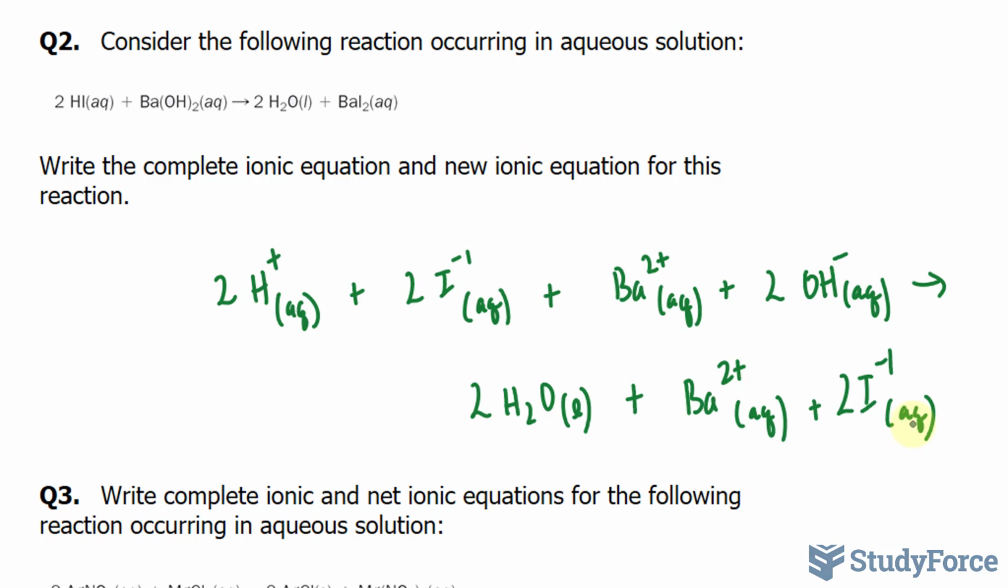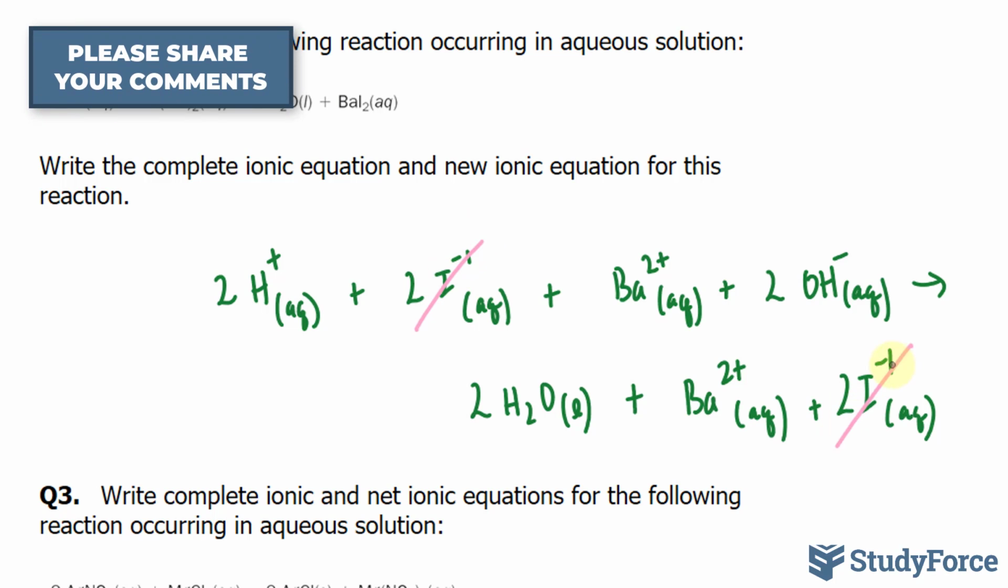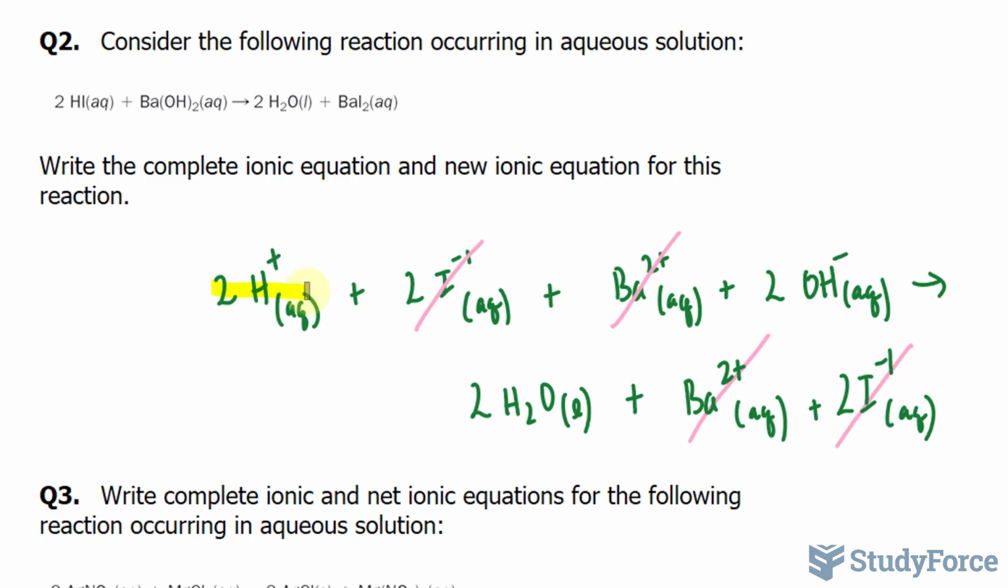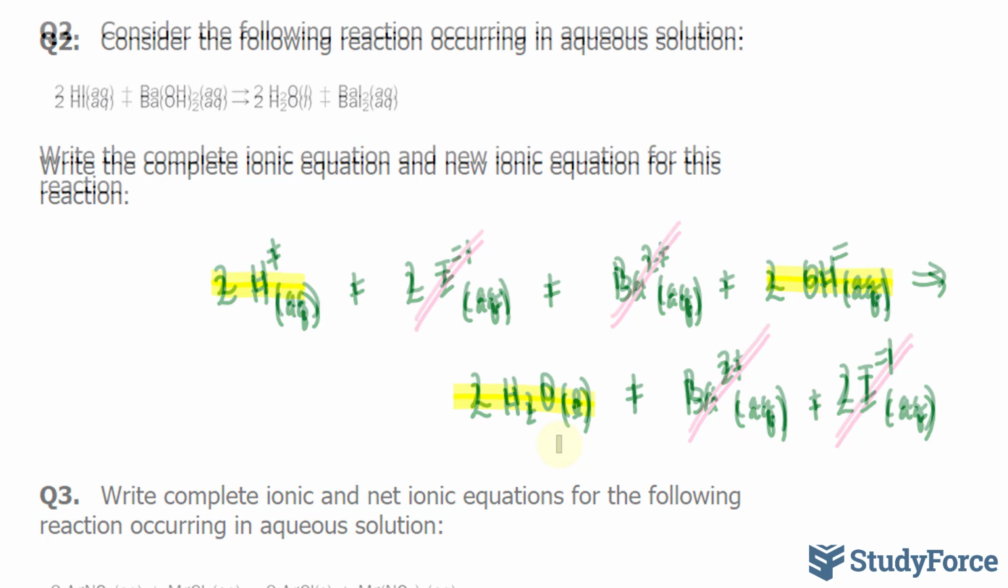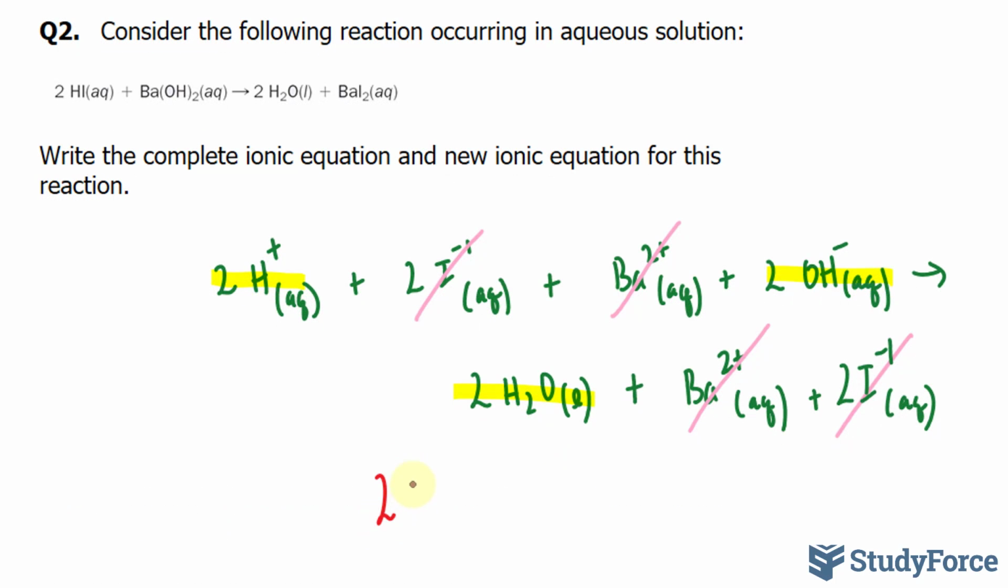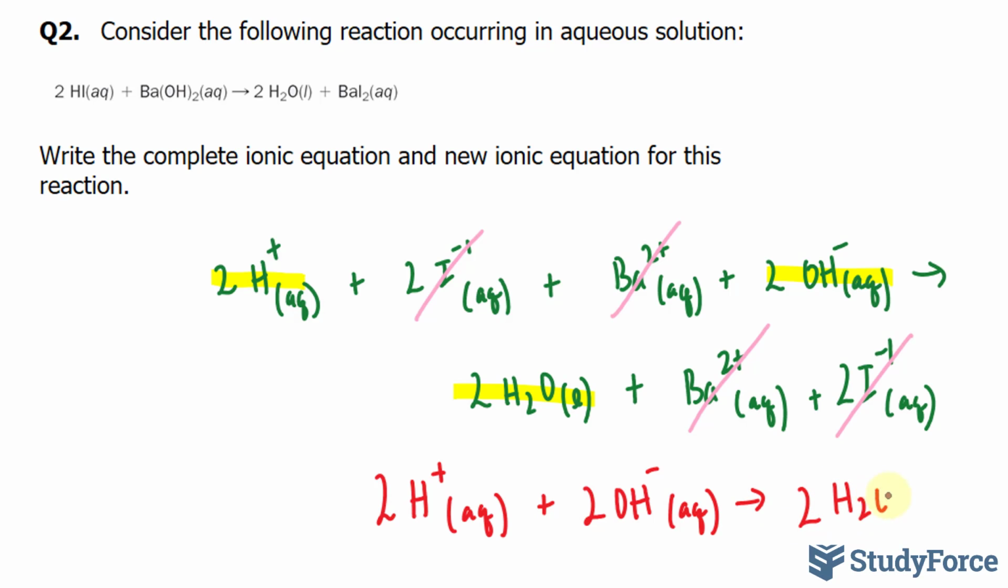Now we have to eliminate our spectator ions. Notice that we have 2 times iodine ions on the left side and 2 on the right side. Those cancel out. The barium ions cancel out, leaving us with what I'm highlighting. So for our net ionic equation, we'll write exactly what's highlighted. This gives us 2 hydrogen plus ions plus 2 hydroxide ions, yielding 2 water molecules. That's the answer for question number 2.